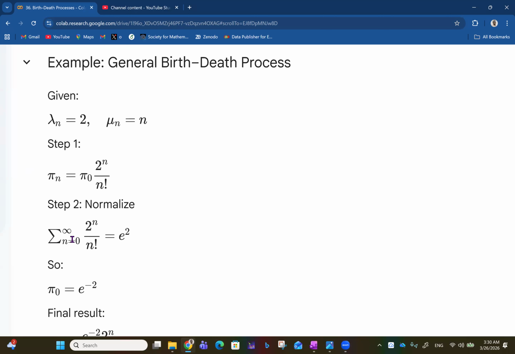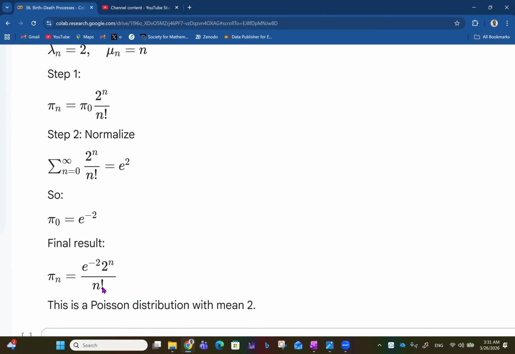If we normalize that, we have summation from n equals 0 to infinity of 2 raised power n over n factorial. And that comes out like e raised power 2. So that pi naught is actually e raised power minus 2. And then the final result is pi n equals e raised power minus 2, 2 raised power n over n factorial. And this is a Poisson distribution with mean 2. You have mean 2 raised power n, e raised power minus 2, all over n factorial.